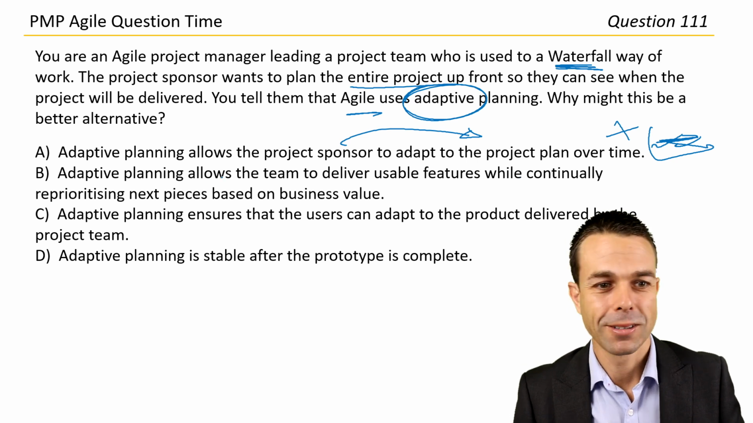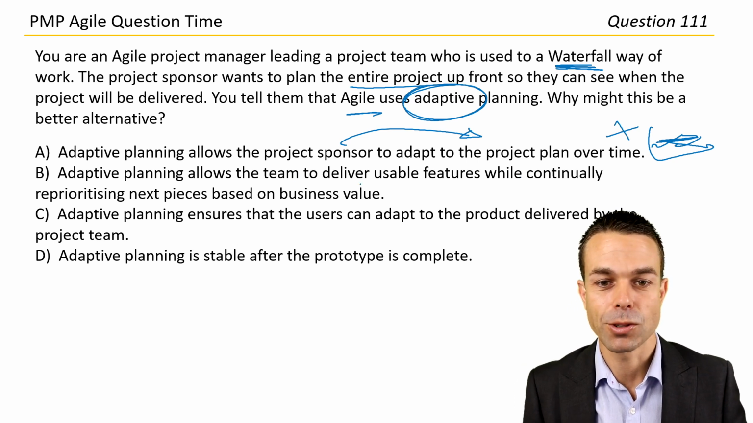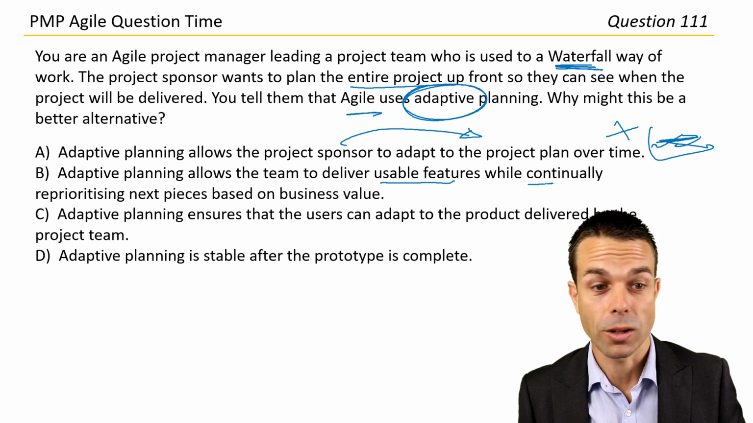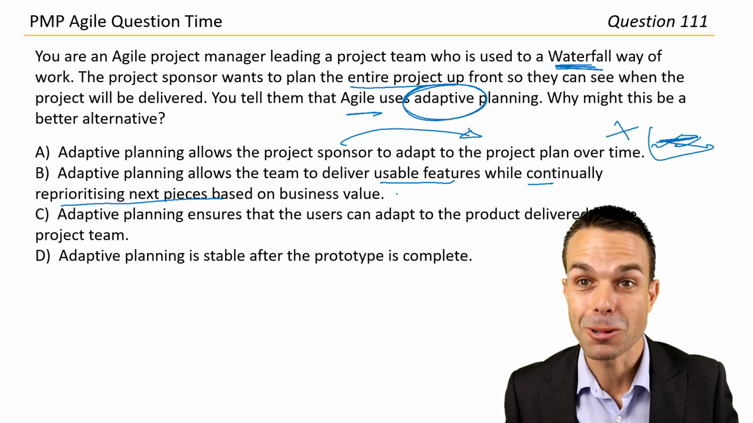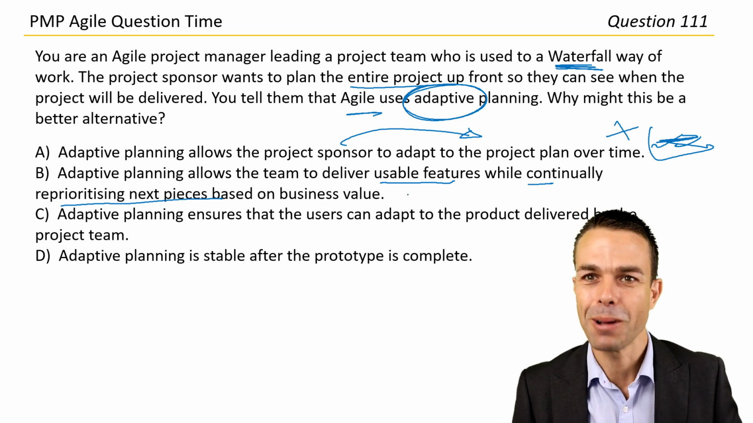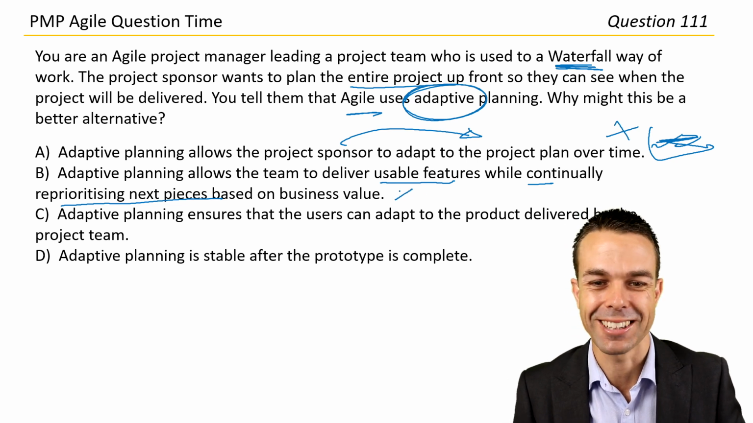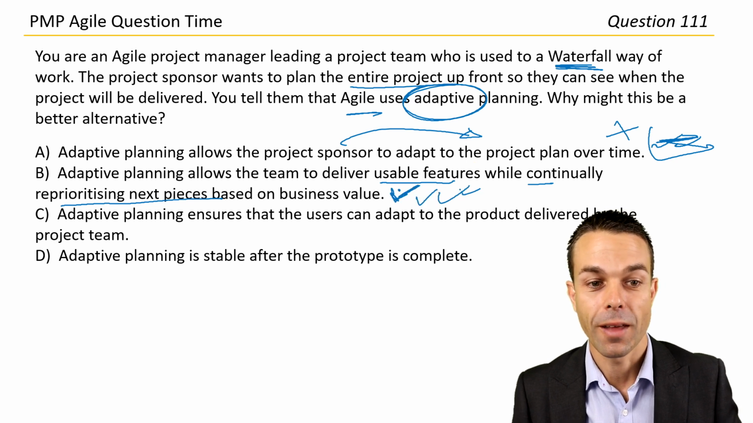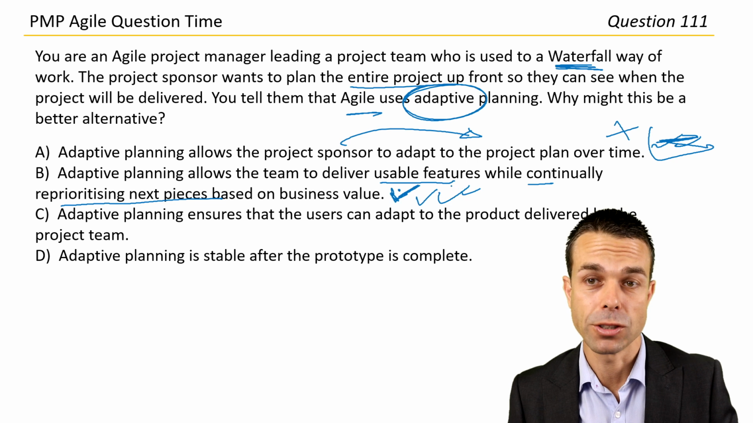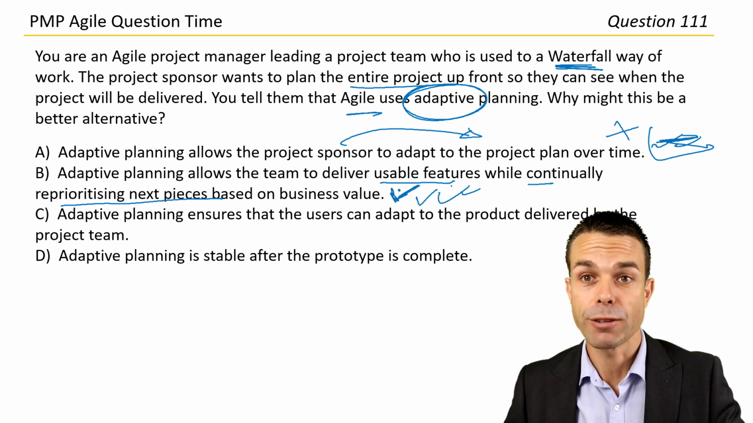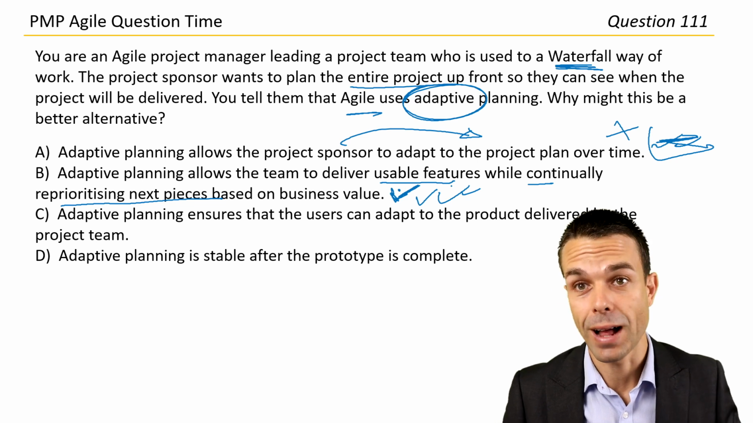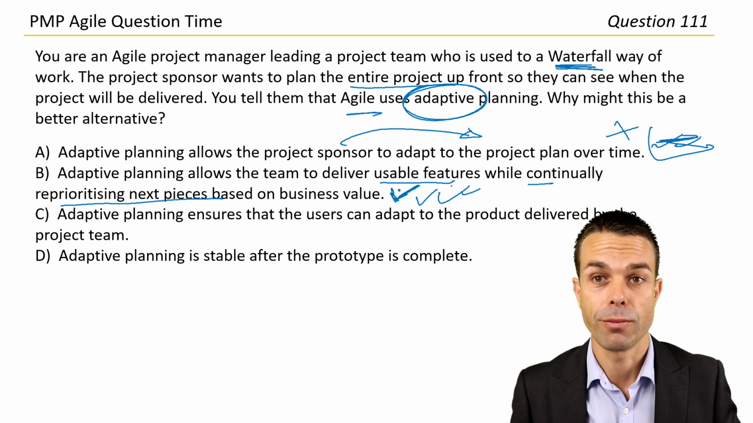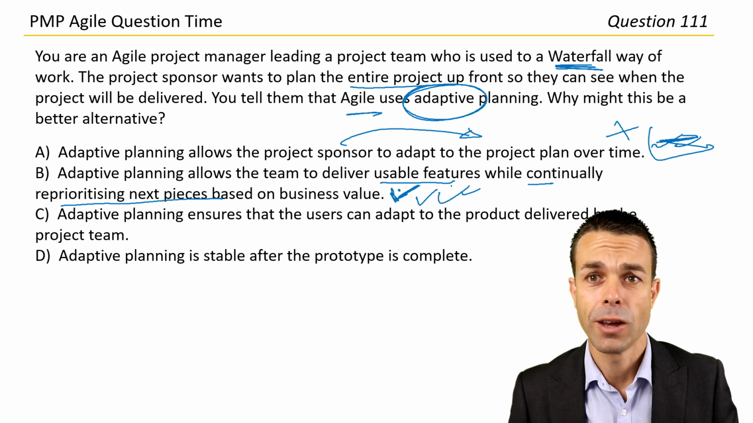So yeah, that's why. So adaptive planning allows the team to deliver usable features while continually reprioritizing the next pieces based on business value. Well, that's exactly what we're talking about, isn't it? Okay. Well, we have a habit of doing this lately. We actually answer the question just before we get there. So that's what our adaptive planning helps us do. And we're delivering value, but then we're also reprioritizing the next most valuable piece of things that we're going to deliver for the business or for the customer.